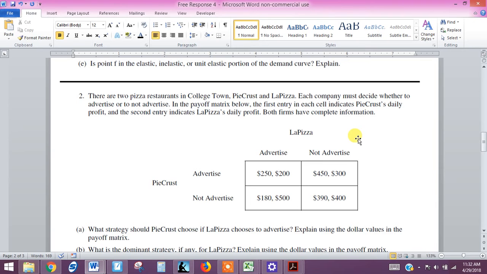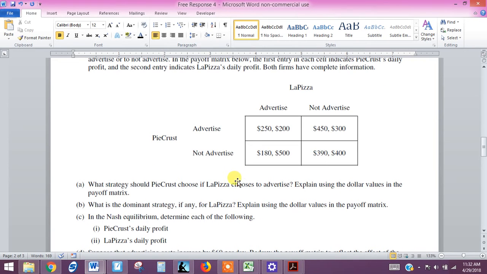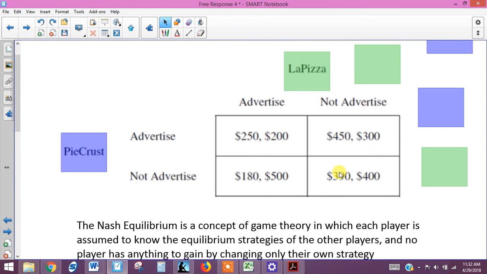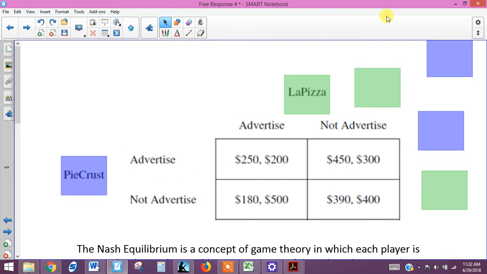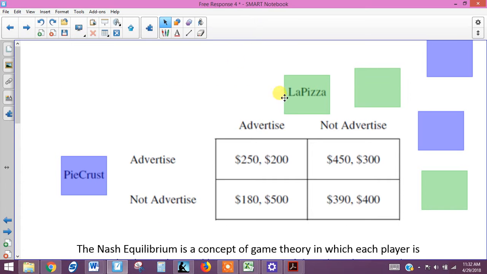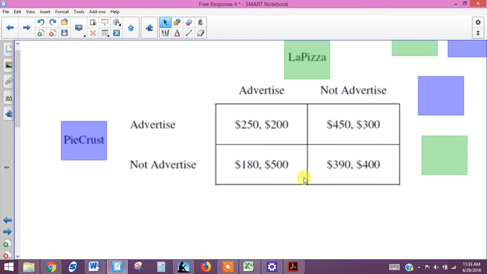Okay, so the first question here is, what strategy should Pie Crust choose if La Pizza chooses to advertise? And explain the dollar values in the payoff matrix. I've actually got this over here, so let's jump over here. It's easier if we look at this with some colors.